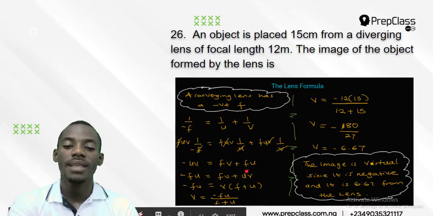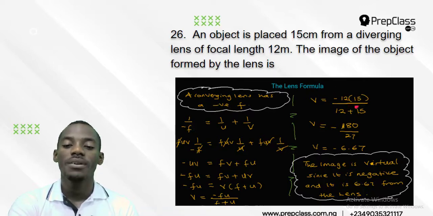So I have made V the subject now. I can now plug in the parameters. So what's my F? Minus 12. What's my U? The object placement is 15 centimeters. Over F plus U, 12 plus 15. That will give me 12 times 15, which is minus 180, over 12 plus 15, which is 27. 180 divided by 27 is 6.67, negative.